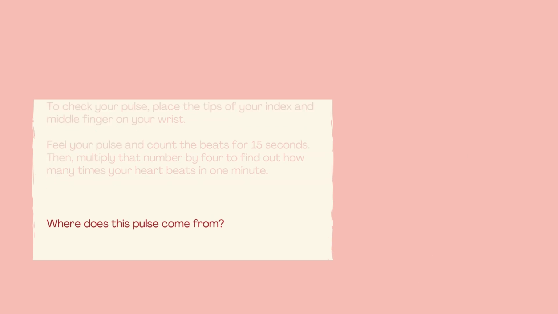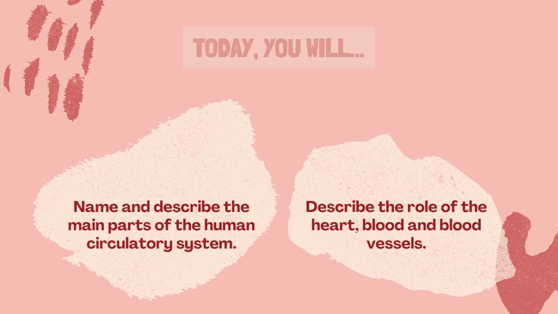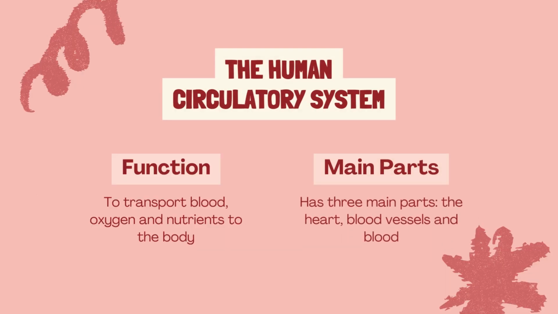So, in today's lesson, you will name and describe the main parts of the human circulatory system, and describe the role of the heart, blood, and blood vessels. The function of the human circulatory system is to transport blood, oxygen, and nutrients to parts of the body. The main parts of the circulatory system are three: the heart, the blood vessels, and blood.